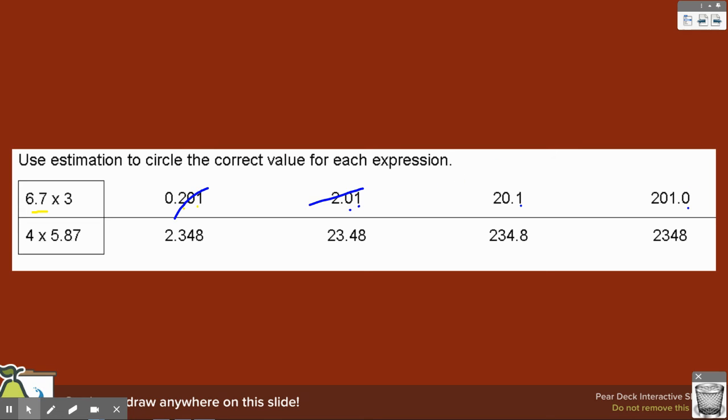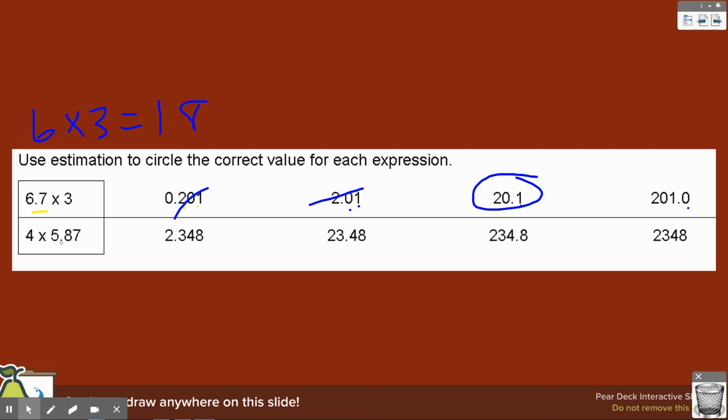So now let's do some basic fact practice. Let's think about the whole numbers in this problem. The whole number in 6 and 7/10 is a 6. The other whole number is a 3. Well, 6 times 3 is 18. So does it make sense that my answer would be 20? Or does it make sense that it would be 201? Using my reasoning for my whole number and my decimal, this is the best guess for my problem.